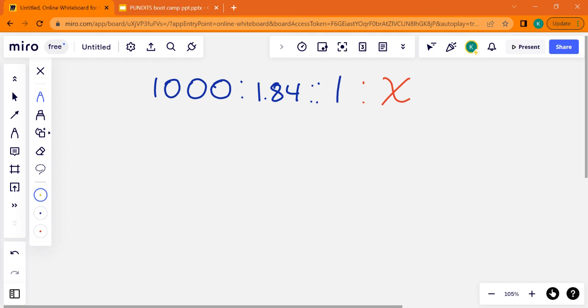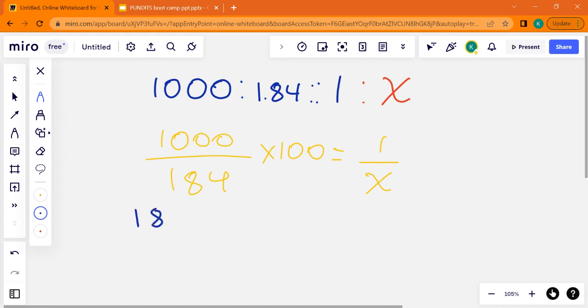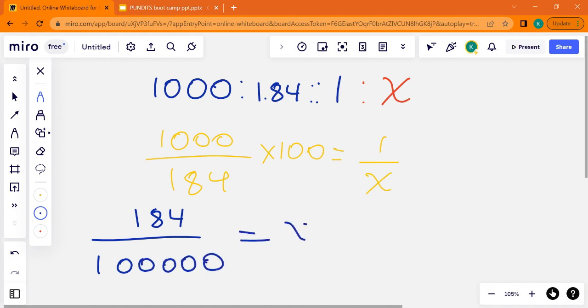Let's find that. 1,000 is to 1.84 as 1 is to x. We're going to do the same thing we did in the ratios and proportions problems, and we're going to represent this as a division. 1,000 by 1.84 is equal to 1 by x. We're going to take the reciprocal on both sides. 1.84 divided by 1,000 is equal to x.